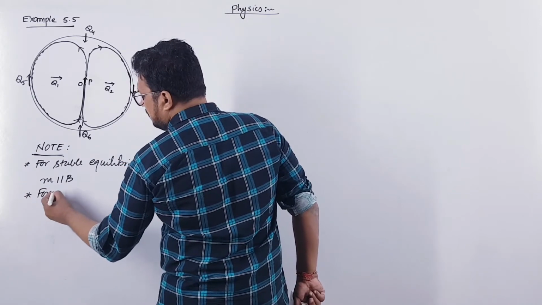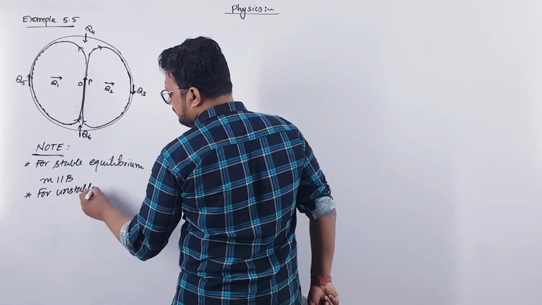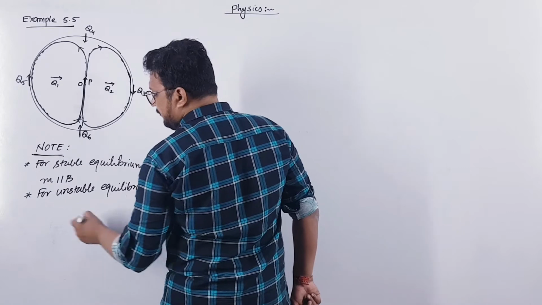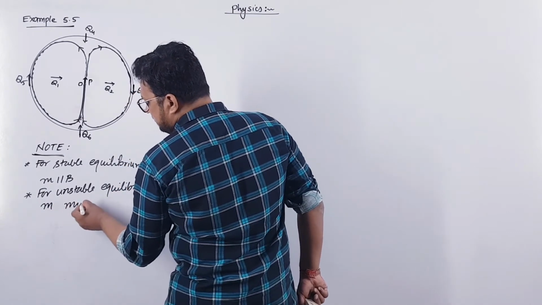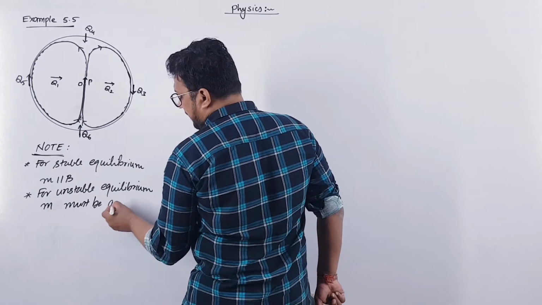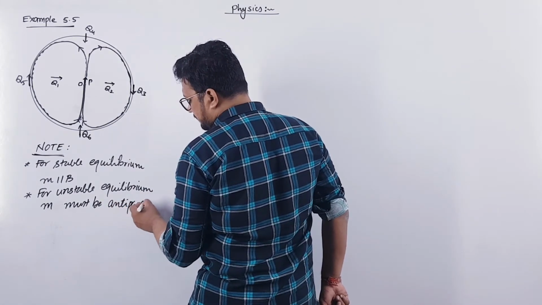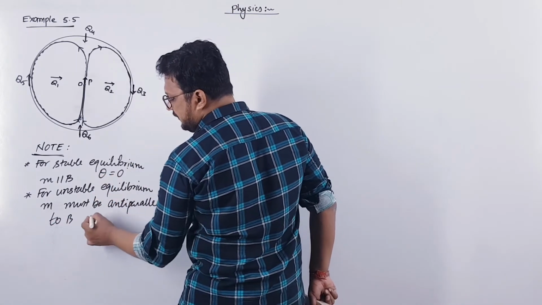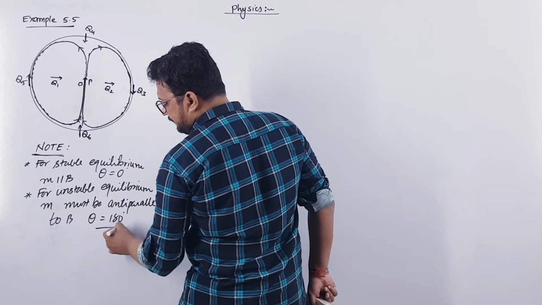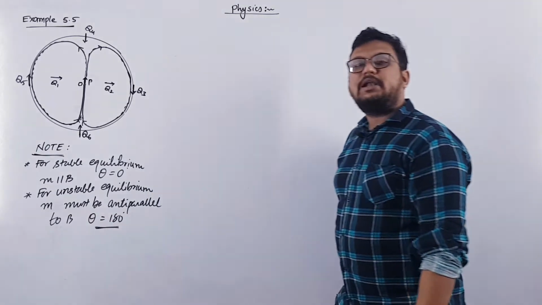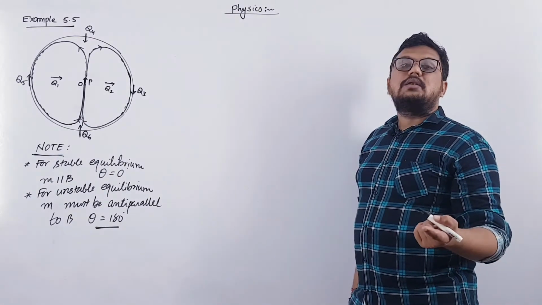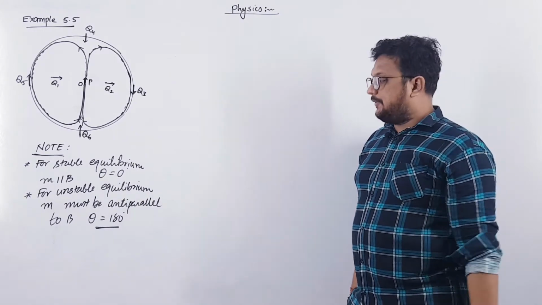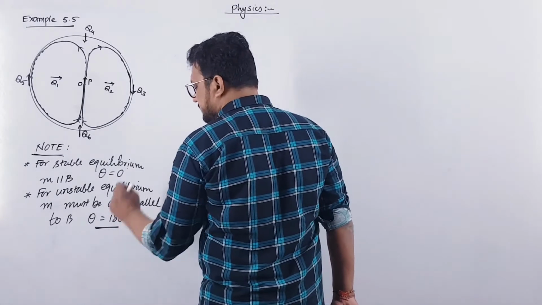For unstable equilibrium, the magnetic dipole moment must be anti-parallel to B. So here you can say that theta must be 0 degree and here theta must be 180 degree. The angle between M, that is the magnetic moment, and the magnetic field, if the angle is 0 then it is in stable equilibrium, and if the angle is 180 degree then it is in unstable equilibrium, right? So for unstable equilibrium, the angle must be 180 degree.